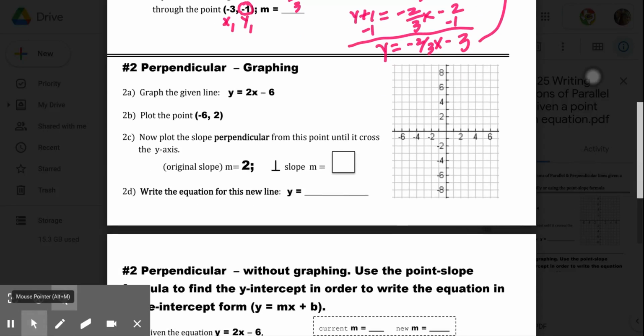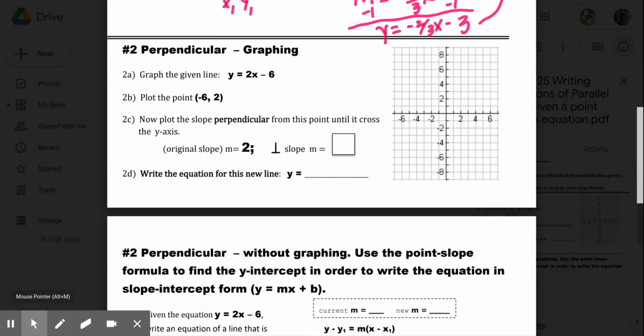All right, let's look at problem 2. This is now perpendicular. So it says graph the given line y equals 2x minus 6. So I'm going to start down here at -6, and then the slope is 2. So if the slope is 2 and we have rise over run, that would be 2 over 1. So we're going to rise 2 and go over 1. Rise 2 and go over 1. I use my straight edge and draw this line.